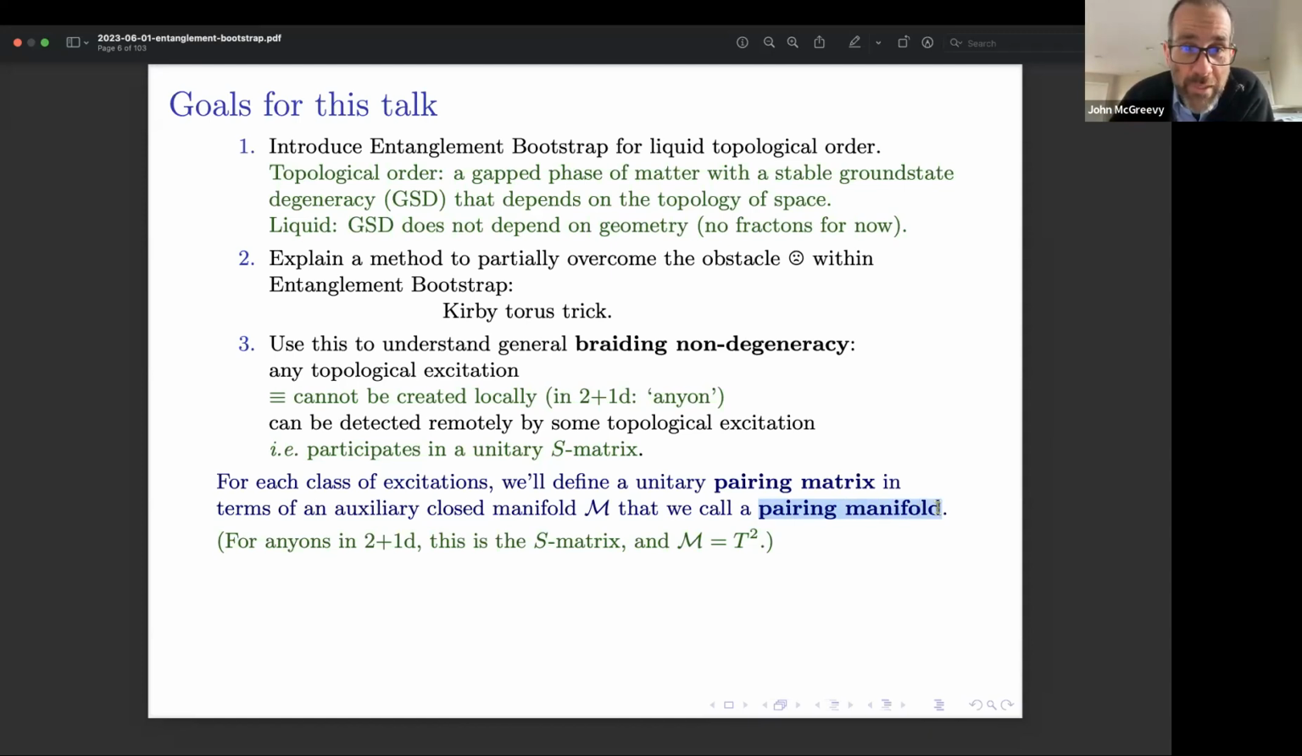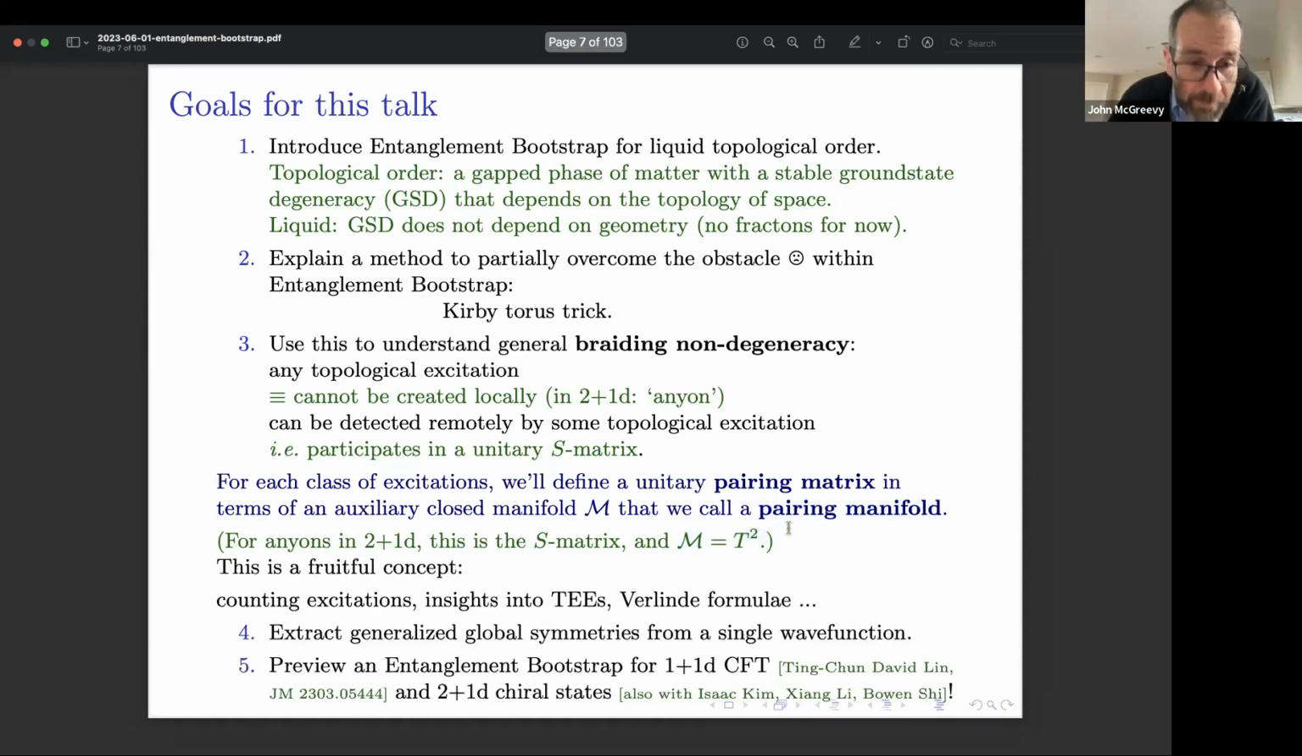a manifold with some extra structure, which in the simplest example, of braiding of anyons in 2+1 dimensions, is just a torus. So it's some generalization of the way in which the torus is used in the braiding of anyons. Then I'll try to convince you that this notion of pairing manifolds is a fruitful concept. It leads to things like Verlinde formulae, and it'll allow us to extract generalized symmetries just from the single wave function. So that's another set of universal data that we can extract from just the wave function on a ball. And then we'll try to move on to gapless states.